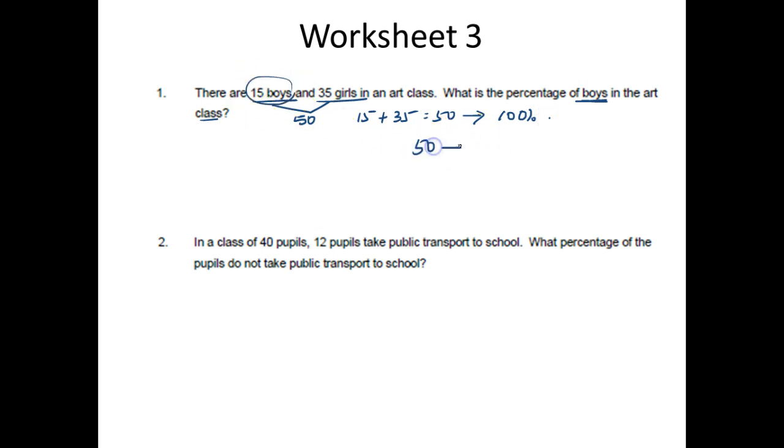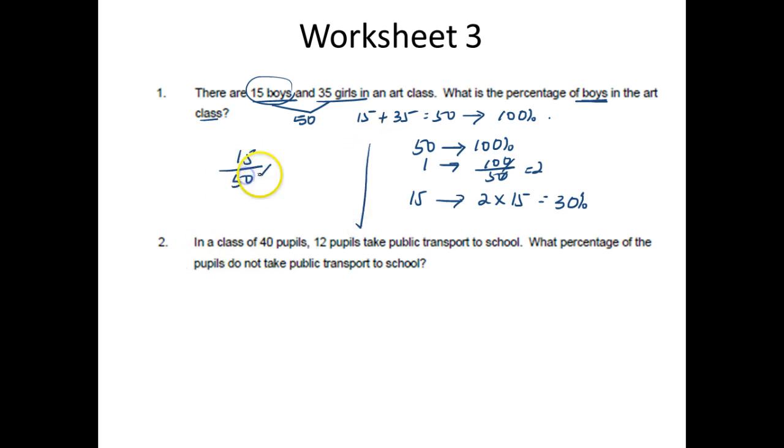So 50 pupils is 100%. One pupil will be 100 divided by 50. I will get 2. And 15 boys will be 2 times 15. I get 30%. Alternatively, I can take 15 out of 50 times 100%. And I also get 30%.